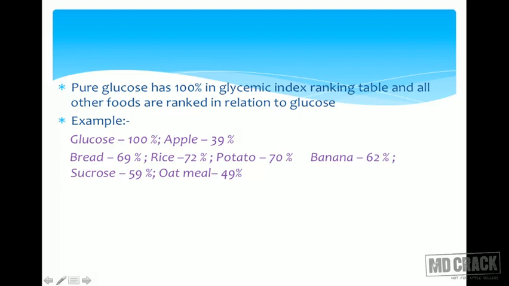Oatmeal 49%. So what does it tell you? The higher the glycemic index, the worse it is for a diabetic, whereas a lower glycemic index is good for a diabetic patient. So you look at all this and you can prescribe your diet for a diabetic. You can't give glucose, you can give apple, you can give oatmeal maybe, and then depending on his requirement you go for bread.